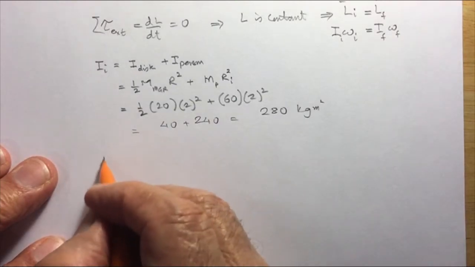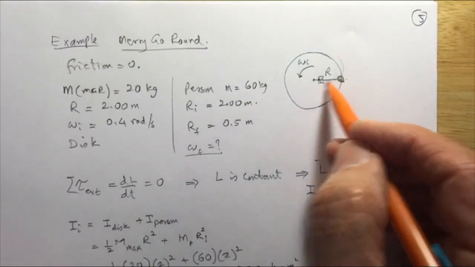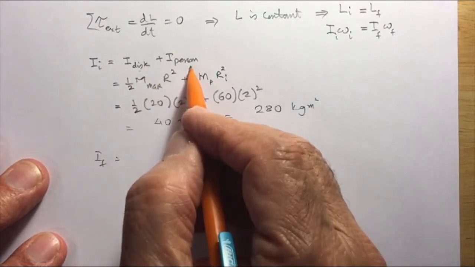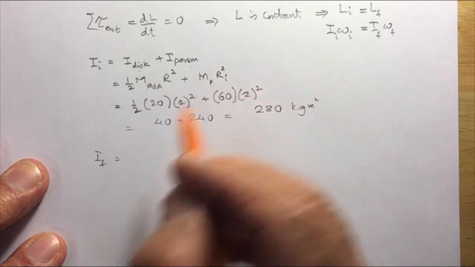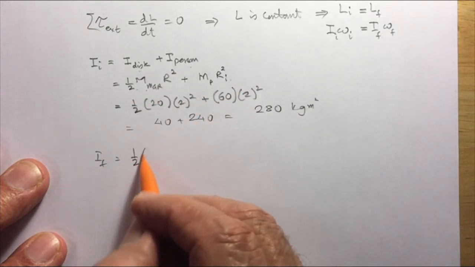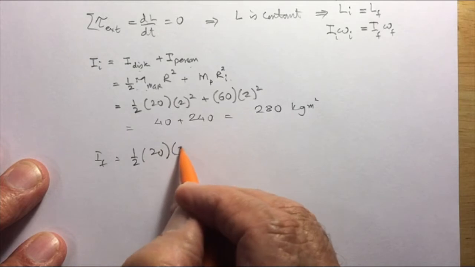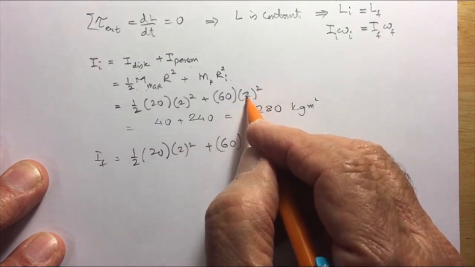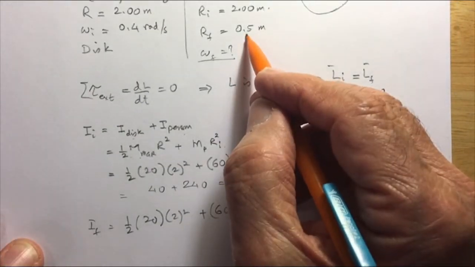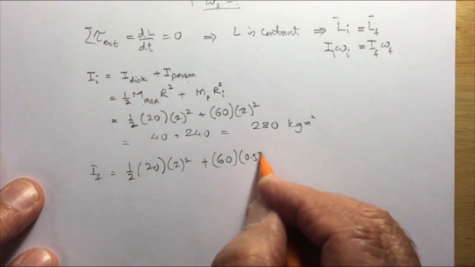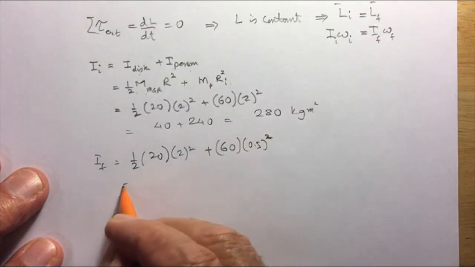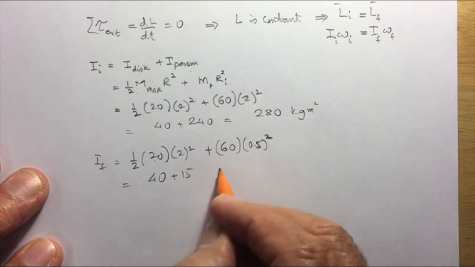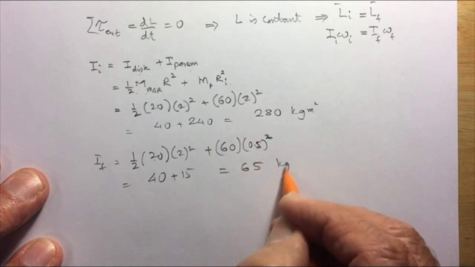Now we'll find the final moment of inertia when the person has walked towards the center, or close to the center, and that will be again the I disk plus I person, which is again the same equation. So let's just plug in the numbers. It's going to be half, well, this is going to be the same. The moment of inertia of the disk has not changed, but for the person, the r is now 0.5. And therefore this is the same as before, 40, and that's 15. So it becomes only 65 kilogram meter squared.